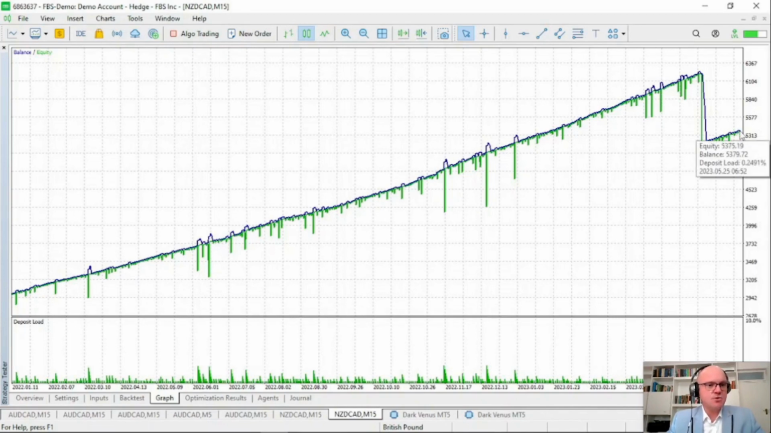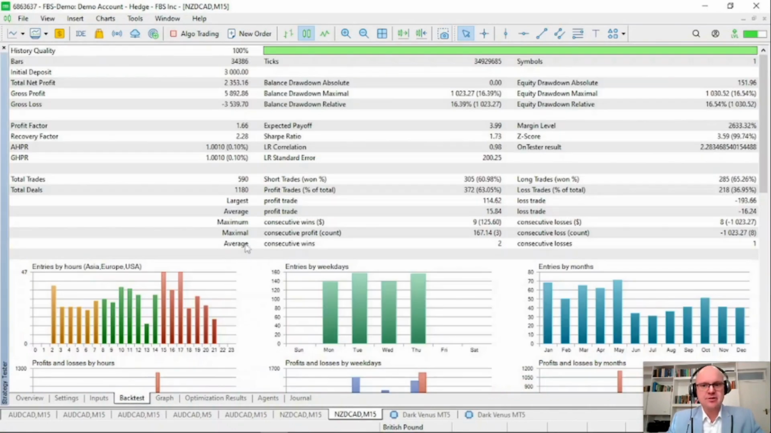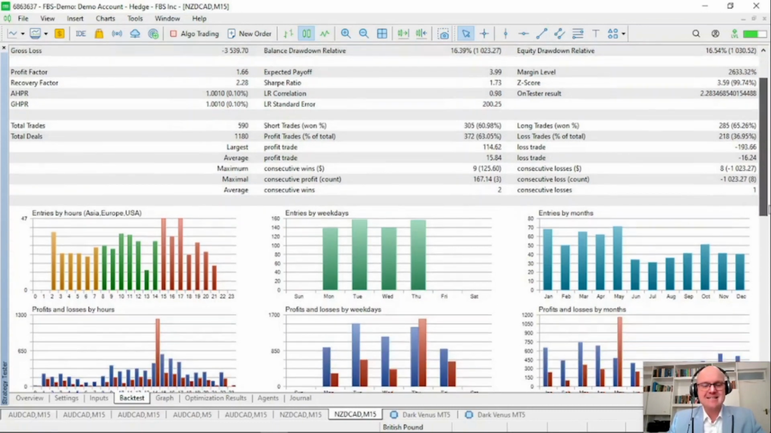However, we still ended with a very healthy equity and balance of 5,300, meaning a total net profit of 2,353 compared with the 1,800 of before, and a total drawdown of 16.54%. It gave us a profit factor of 1.66 and a 63% win rate out of the 590 trades that were placed. Now this is going to be our second set file.